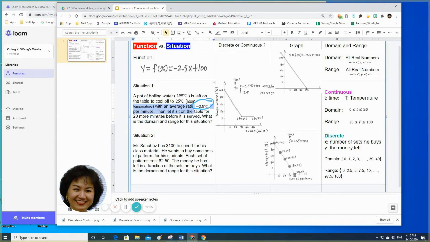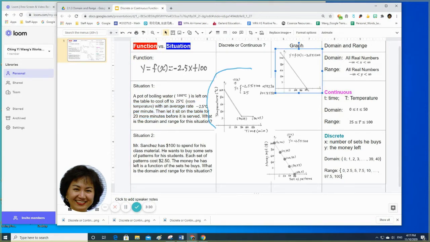Once it has reached room temperature, it will be left to sit on the table for 20 more minutes before it is served. What is the domain and range for this situation? This picture explains the situation here.